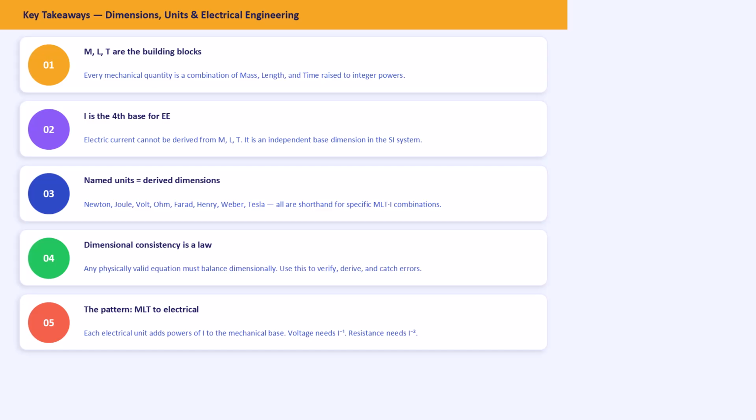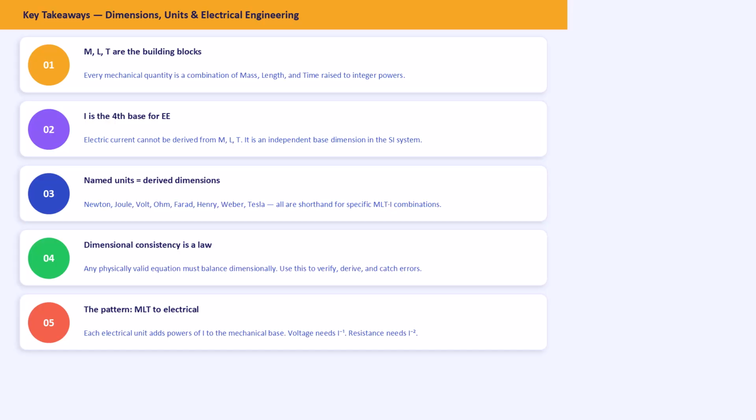Takeaway 1. M, L, and T are the building blocks. Every mechanical quantity is a combination of mass, length, and time raised to integer powers. Takeaway 2. I is the 4th base dimension for electrical engineering. Electric current cannot be derived from M, L, and T. It is fundamentally independent. Takeaway 3. Named units equal derived dimensions. Newton, Joule, Volt, Ohm, Farad, Henry, Weber, Tesla. All of these are simply convenient shorthand for specific MLTI combinations.